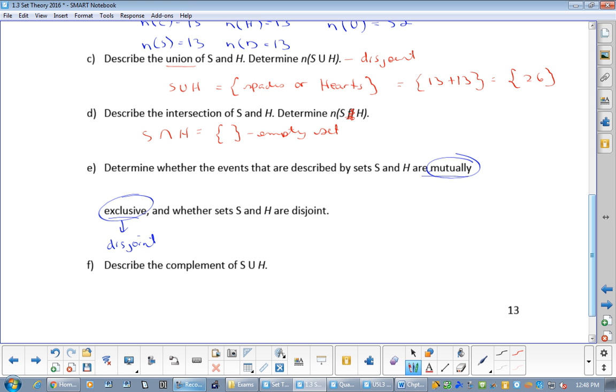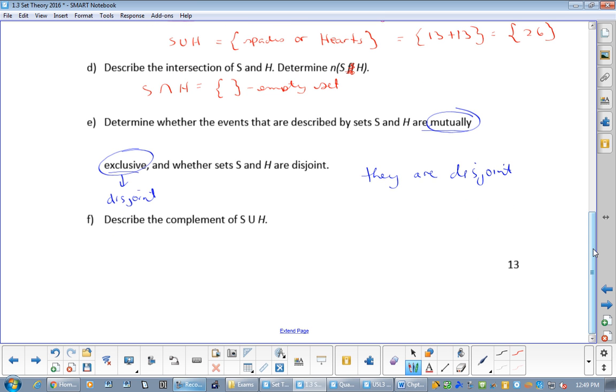Okay, so they basically asked the same thing. So for E, we're just going to say they are disjoint. Okay, now describe the complement of S union H.